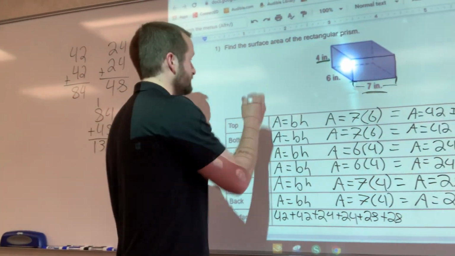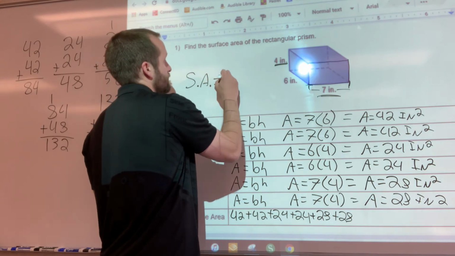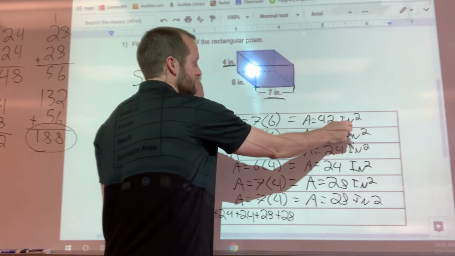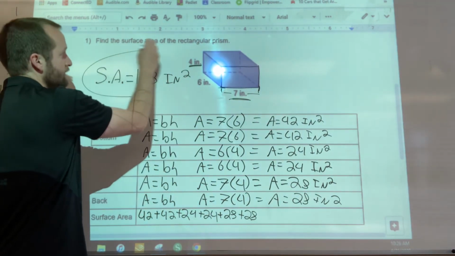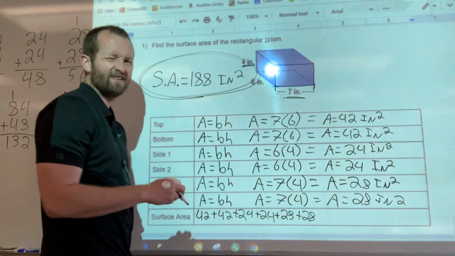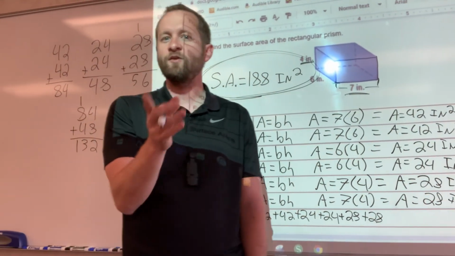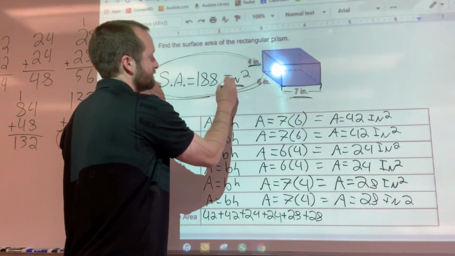So that tells us the surface area equals 188 inches. Can't forget our unit. Inches squared. Make sure when you finish a problem like this, where you find the surface area, the volume, whatever it might be, make sure that you include the correct unit. Right? We did all this work. We don't want to miss that last important part.